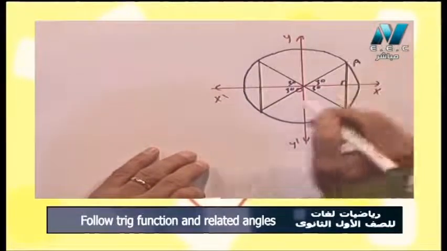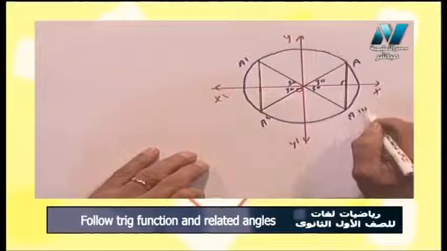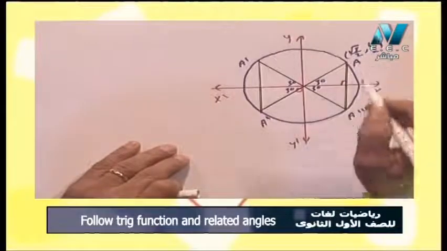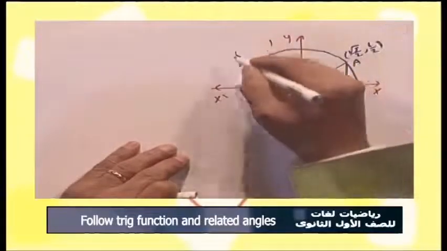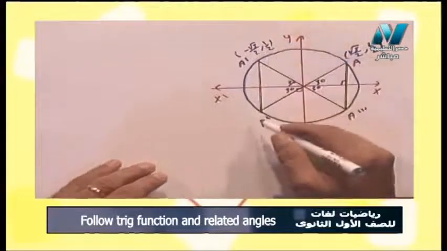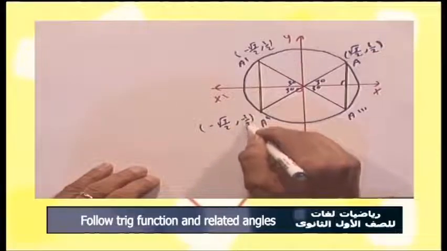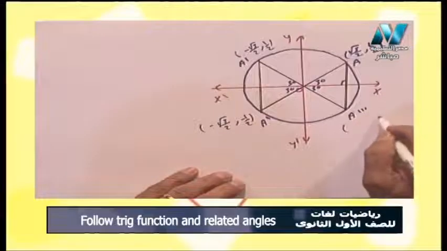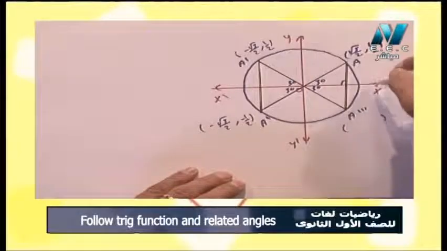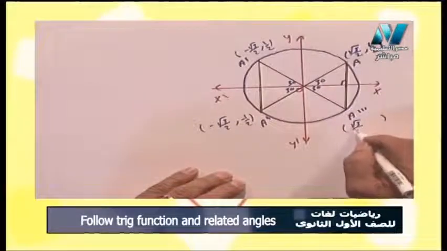And we have here A dash, A double dash, A triple dash. A was root 3 over 2 and half, as we said. A dash equals negative root 3 over 2 and half. A double dash, all of them will be negative, negative root 3 over 2 and negative half. And A triple dash will be what? If we find the image of this point by reflection in the x-axis, of course we will change the sign of y. So it will be root 3 over 2 and negative half.